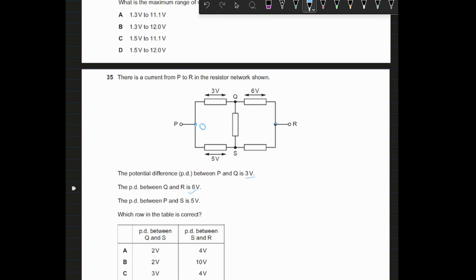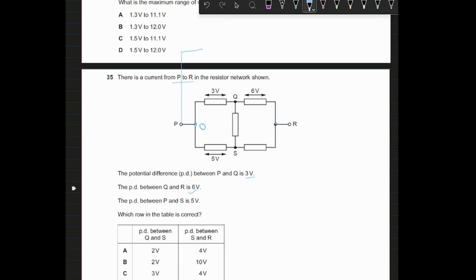Potential difference between Q and S, potential difference between S and R. So the main problem here is to find the potential difference between Q and S, and thereafter find the potential difference between S and R. So how should we approach this type of question? We must draw something in the diagram first. We are given that the current is from P to R. This is also one important clue that the question has already given to us.